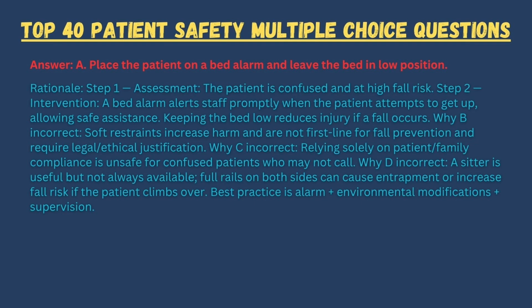Why B incorrect? Soft restraints increase harm and are not first line for fall prevention and require legal or ethical justification. Why C incorrect? Relying solely on patient or family compliance is unsafe for confused patients who may not call. Why D incorrect? A sitter is useful but not always available. Full rails on both sides can cause entrapment or increase fall risk if the patient climbs over. Best practice is alarm plus environmental modifications plus supervision.